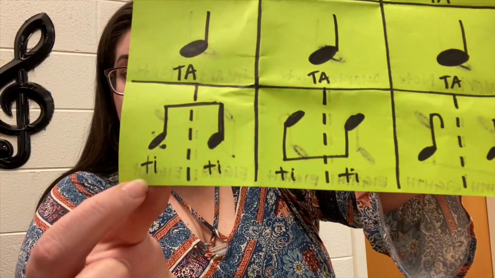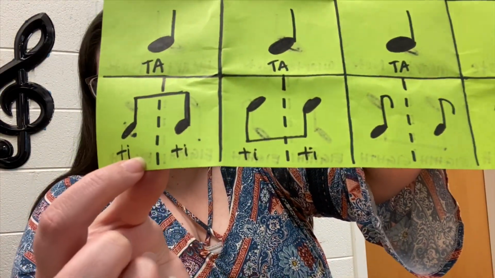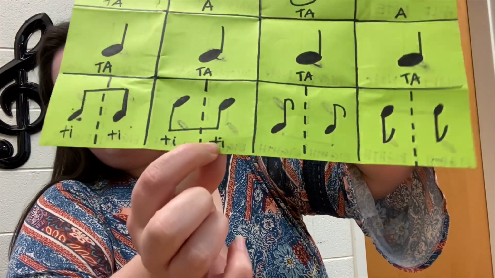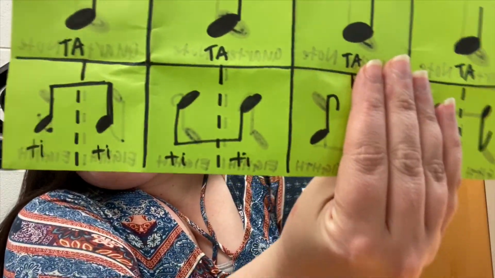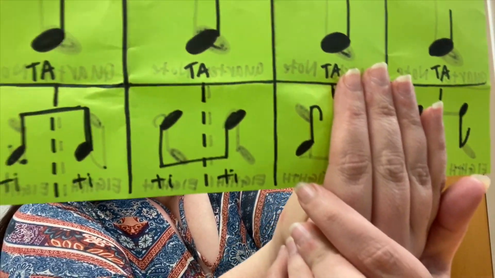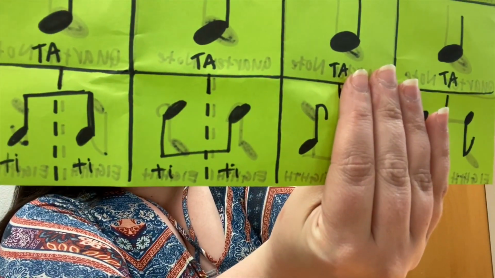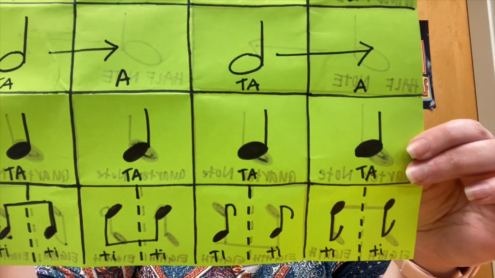Okay? So I want you, under every single eighth note, to write ti-ti, ti-ti, ti-ti, ti-ti, ti-ti. And same here. So if you were to just see this note by itself, what would you say? You would just say ti. Can you say that? Ti. Good. So I'm going to write ti, ti, ti, and ti. So it looks like this.